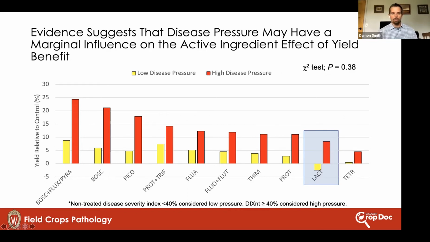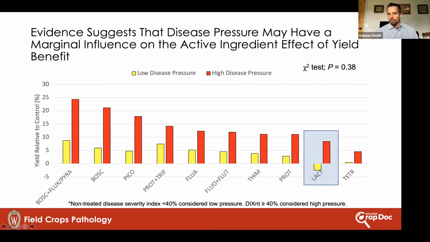This is actually the best one over here: Endura at 6 ounces, followed by a product called Preaxer at 4 ounces. So that's a 2-spray program. Then we have Endura at 8 ounces by itself, somewhere between the R1 and R3 growth stage, and then Approach, which is the active ingredient picoxystrobin, in a 2-spray program here. So these are kind of the top 3 programs.